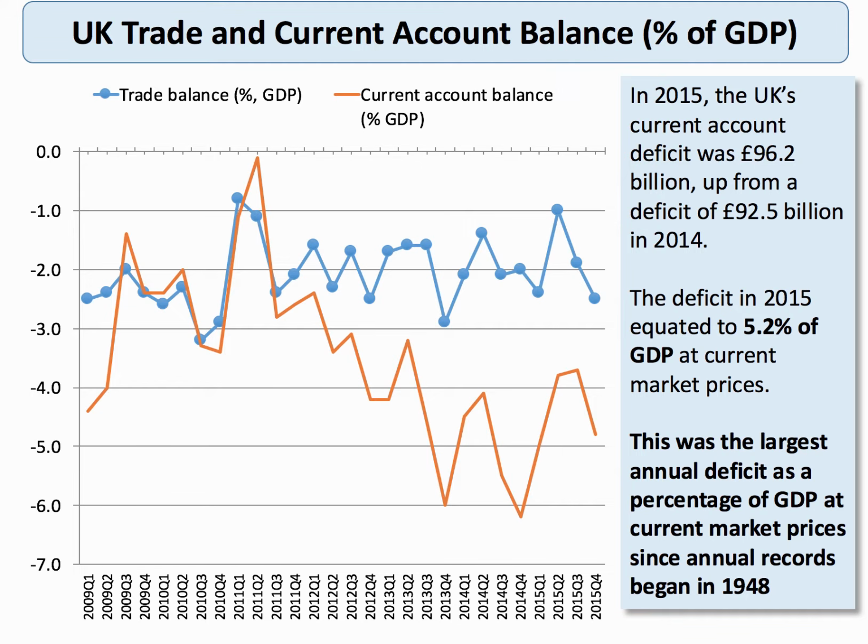But the current account balance, which is in red, that includes, of course, the net balance in primary income and secondary income. Well, that's significantly bigger. Indeed, in 2015, Britain's current account deficit was nearly £100 billion, equivalent to just over 5% of our GDP. And that was the largest annual current account deficit as a share of GDP measured at current market prices since 1948.